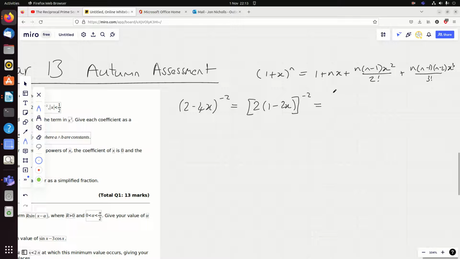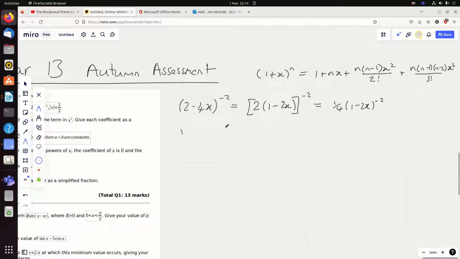And then because we've got a product here, because you've got (a times b) to the n, where a is 2 and your b is this bracket here, well, that's a to the n times b to the n, isn't it? From like rules of how you manipulate indices. And so what I can now do is write 2 to the power of minus 2, which is a quarter, times by (1 minus 2x) to the minus 2. And now I can get started, yeah?